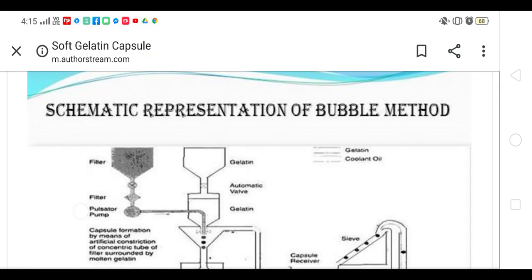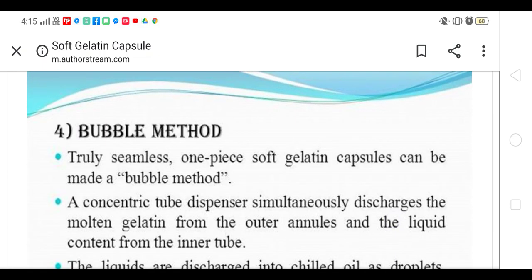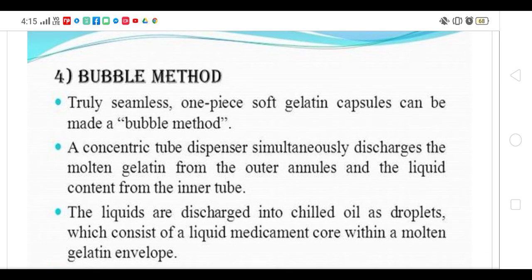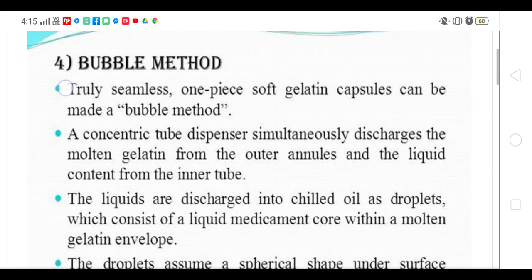And the fourth method is the bubble method. It is a completely seamless, one piece of gel capsules that can be made under the bubble method. The concentric tube dispenser. That means you are having a tube within a tube. So it is called a concentric tube. One tube inside the other is called concentric tubes.